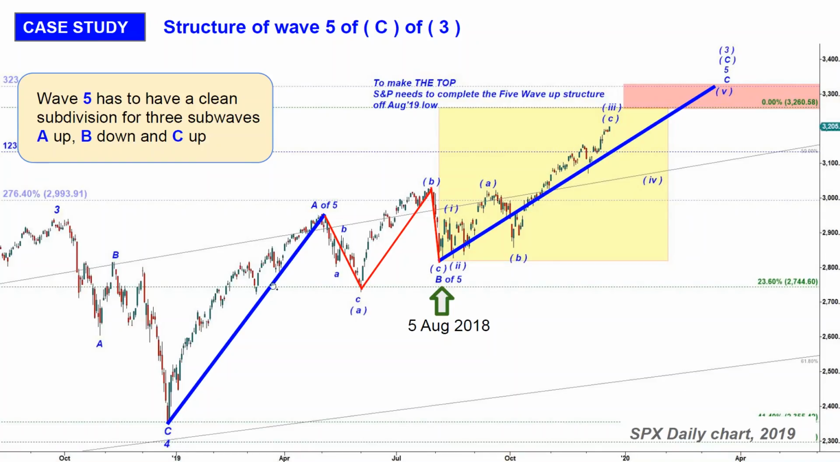I believe that was A of 5 followed by ABC of wave B of 5, and starting the beginning of August 2019, it's a typo here, sorry, we are in the very final subwave C of wave 5, which would complete that major wave parenthesis 3 up. And as any subwave C, that move up, which I highlighted in a yellow box, has to be subdivided into 5 microwaves. You can see I label those waves with lowercase letters.